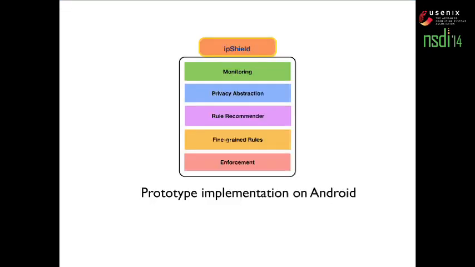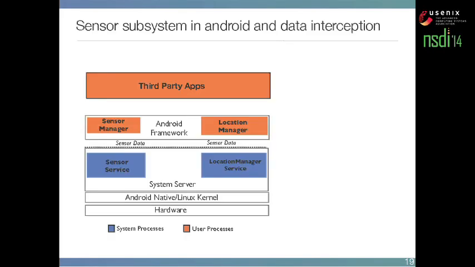Now, we also implemented ipShield on Android. One of the key requirements to implement ipShield was that we had to intercept the sensor data and transform it before sharing it with the app. So it became imperative that we understood how the sensor subsystem works in Android. Here, we have a very simplified representation of the sensor subsystem, and the blocks which I have marked here are part of the data pathway from the sensor to the application.